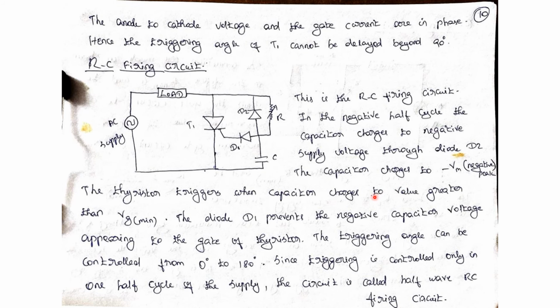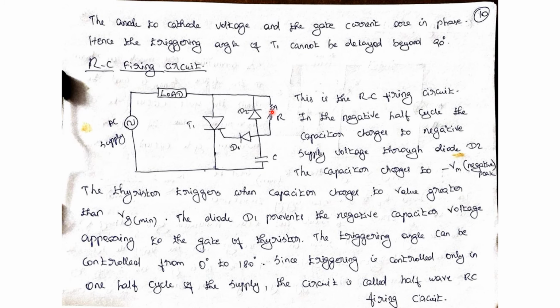Actually, the capacitor charges in the negative half cycle and then discharges through resistance R during the positive half cycle. Okay, the capacitor charges in the negative half cycle and discharges through R in the positive half cycle.